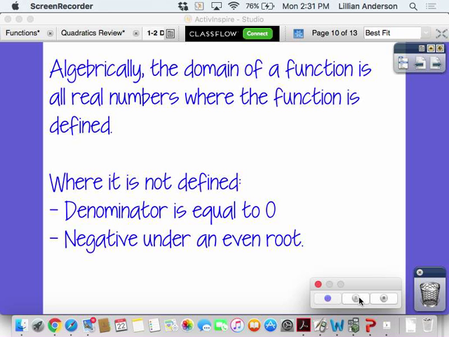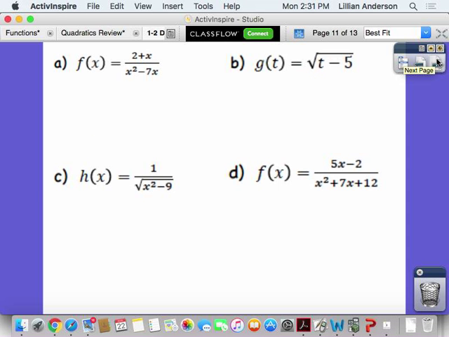So, where a function might not be defined is where the denominator equals 0, or where you have a negative number under an even root. So we're going to look at about 6 examples just so you guys can have a variety of how to find the domain algebraically to help you in the future. So we're going to look at these 4 right here.